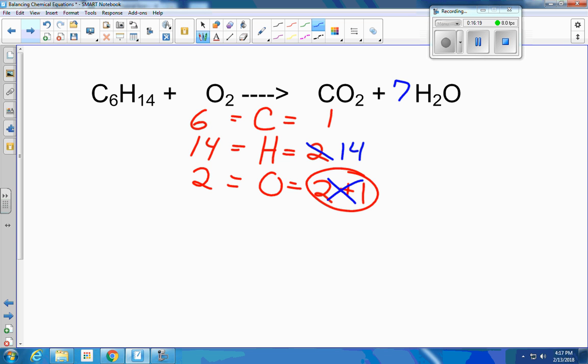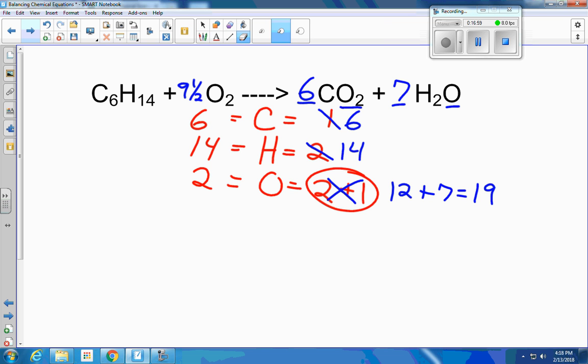Can't do my oxygen yet, but I will do my carbon. I have 6 carbon on the reactant side. I need 6 on the product side, so I'm going to multiply by 6. 6 times 1 is 6. And on the product side, I've used up my coefficients, so let's total the oxygen in this case. 6 times 2 oxygen is 12, plus 7 times 1 oxygen is 7, which gives me 19, which is an odd number. And this, again, is not going to work out. 2 times 9.5 gives me 19, and I cannot use fractions. So we are going to start over again.